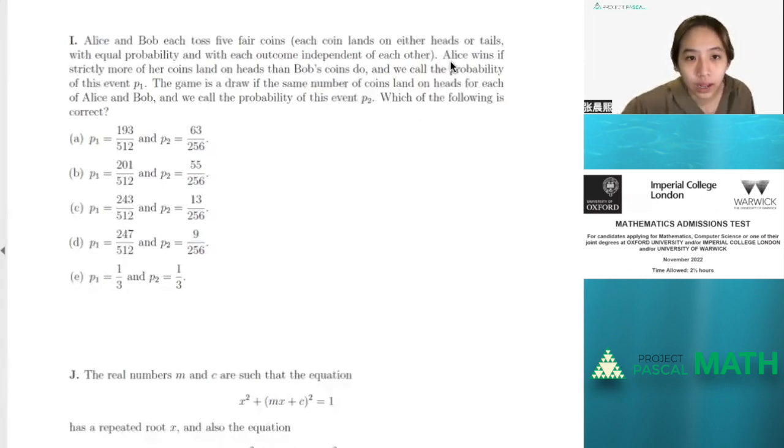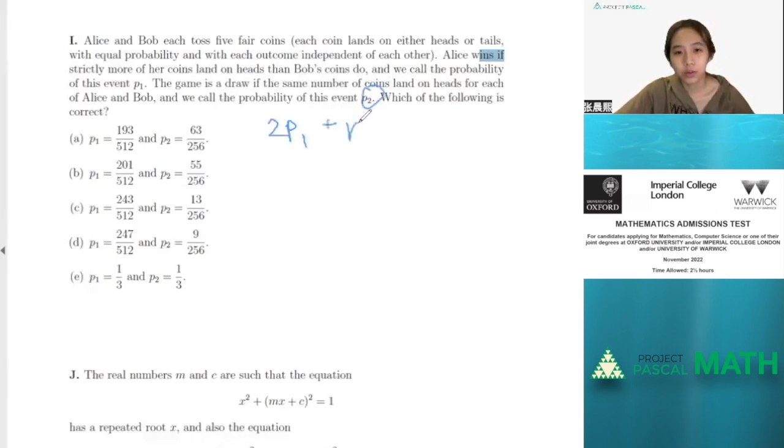At least wins if strictly more heads than what Quants do, and we call the probability P1. But theoretically speaking, 2P1 plus P2 equals 1, and that should be true regardless, because there's a symmetry in this problem.